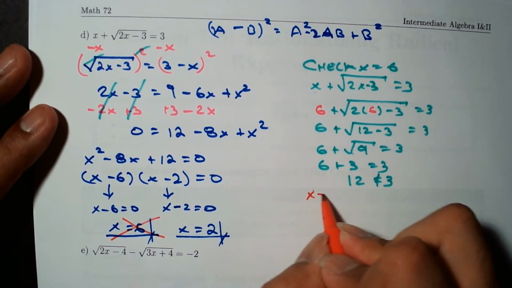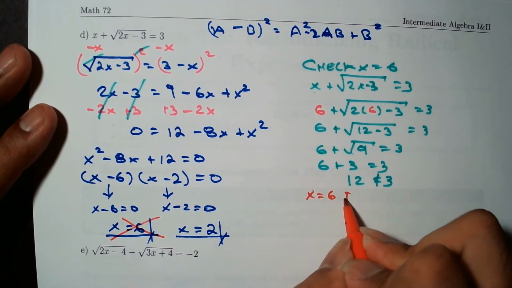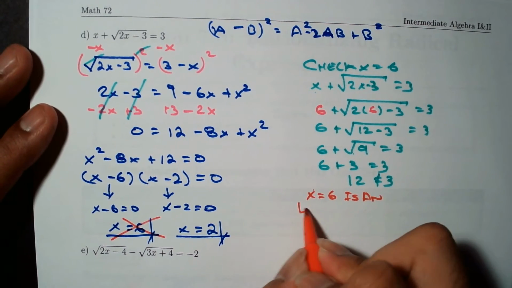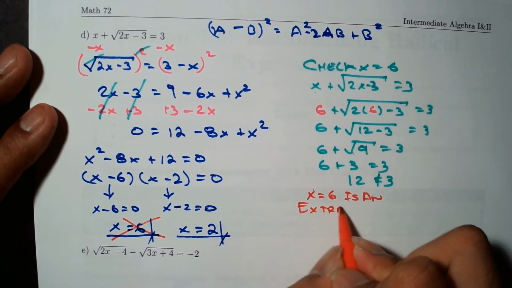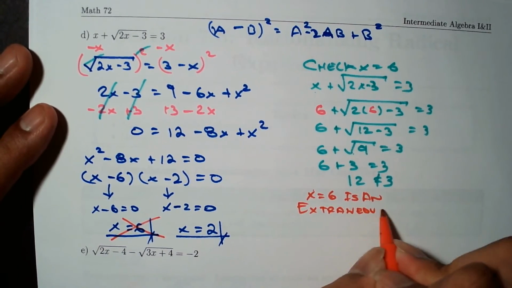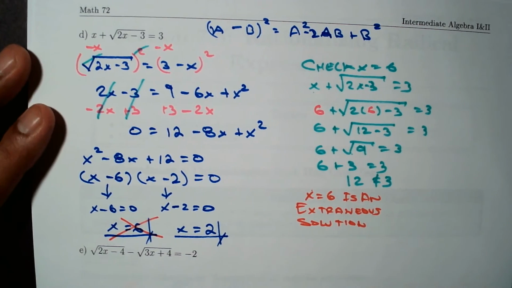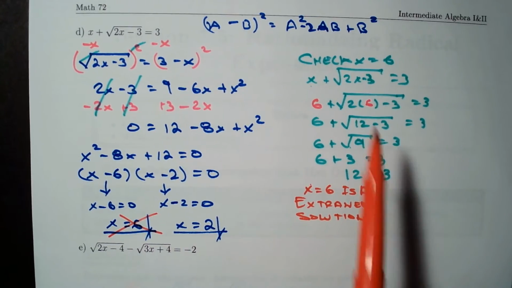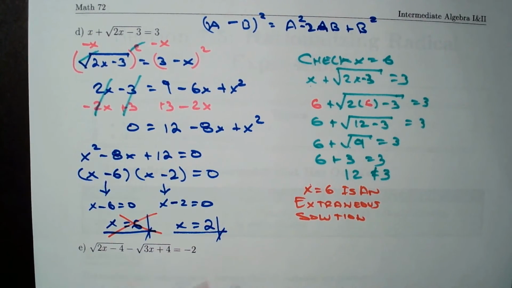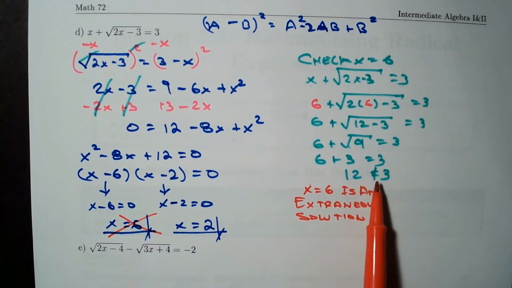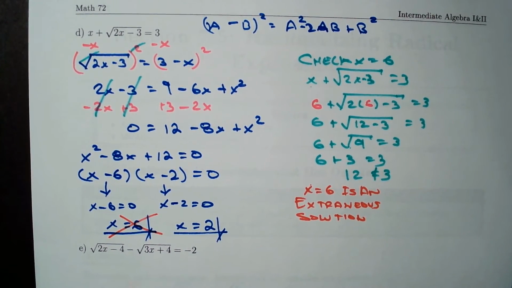So x equals 6 is an extraneous solution. We call these extraneous solutions when it's a potential solution that comes out of the algebra, but it actually doesn't check with the original equation.